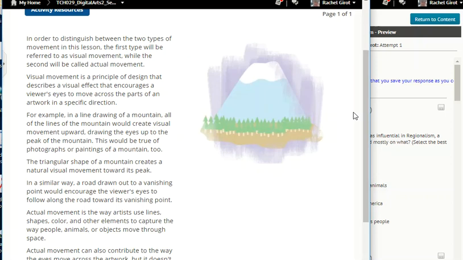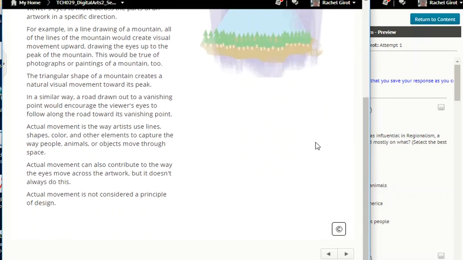For example, in a line drawing of a mountain, all of the lines of the mountain would create visual movement upward, drawing the eyes up to the peak of the mountain. This would be true of photographs or paintings of a mountain too. The triangular shape of a mountain makes it a natural visual movement toward its peak. In a similar way, a road drawn out to a vanishing point would encourage the viewer's eye to follow along the road towards its vanishing point.